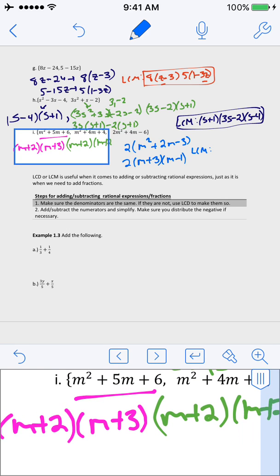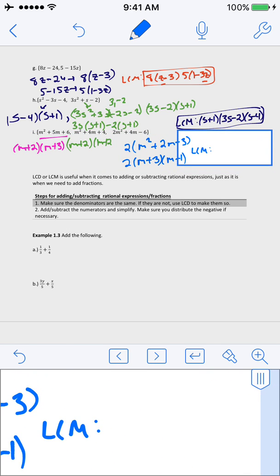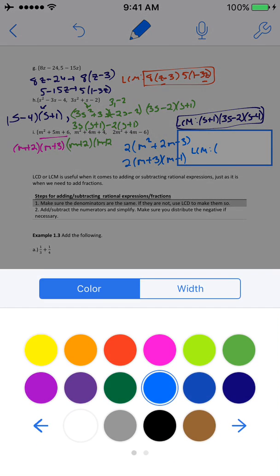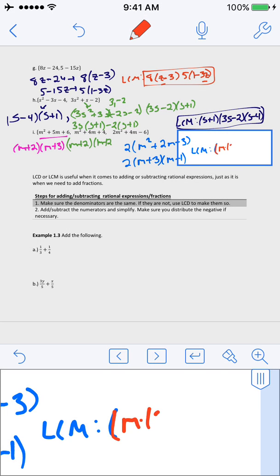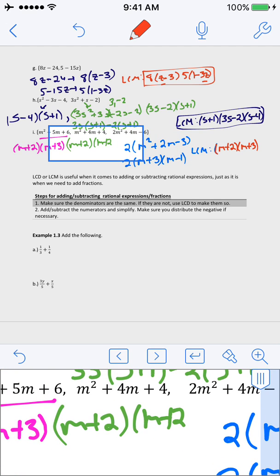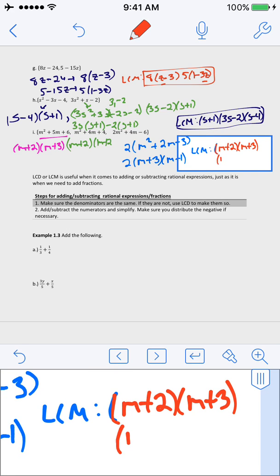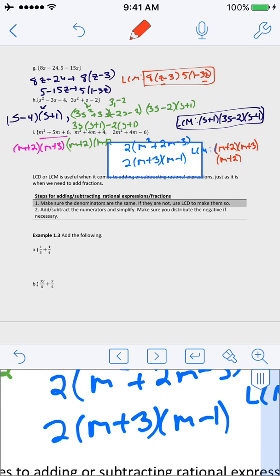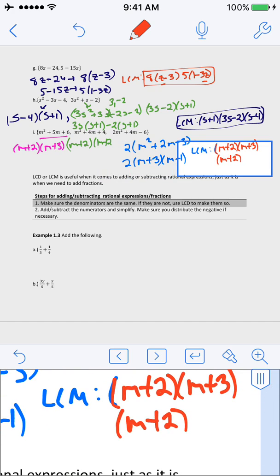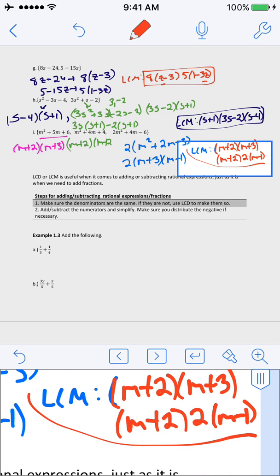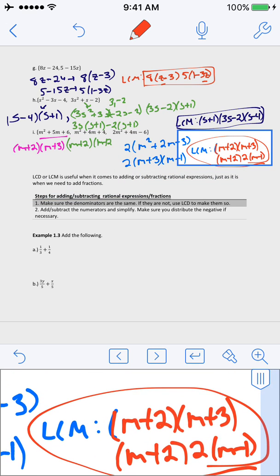So m plus 2, m plus 3. Let's do it in red. m plus 2, m plus 3. I already have an m plus 2, but it looks like I need another one, times m plus 2, right? And the last one, I already have an m plus 3, but I do need a 2, and I need an m minus 1. There is my LCM. Lots of different factors, but that's okay. I got one of everything.